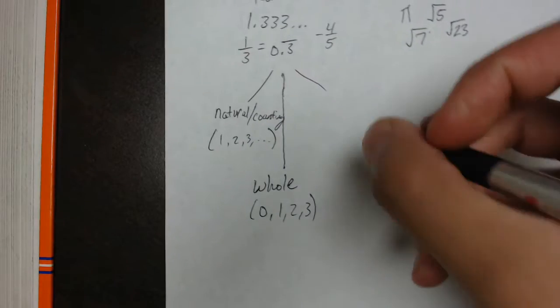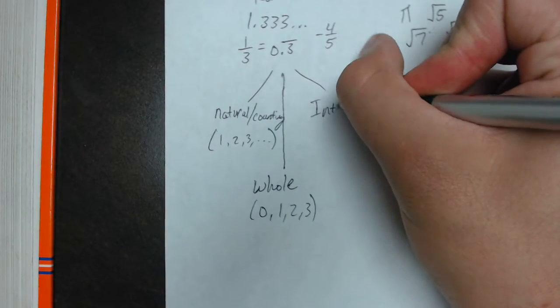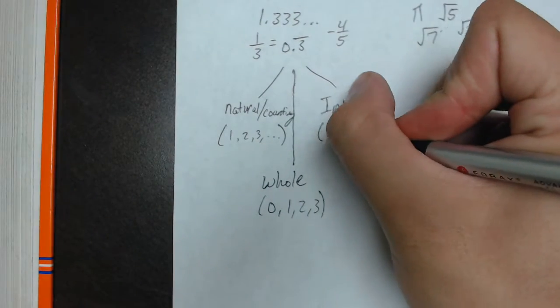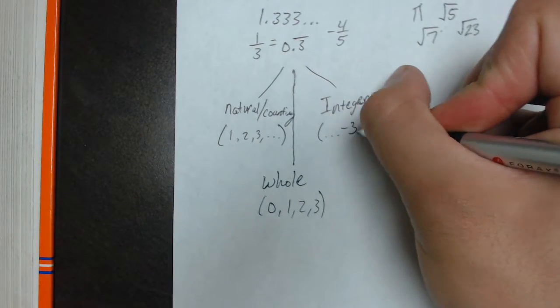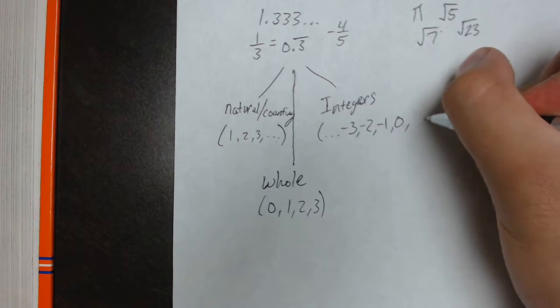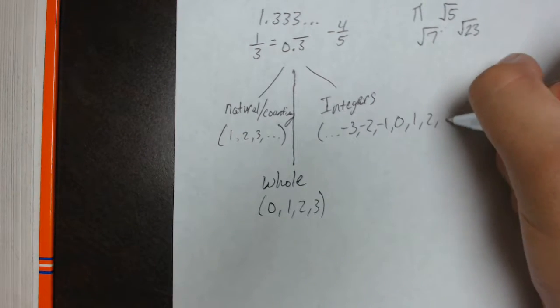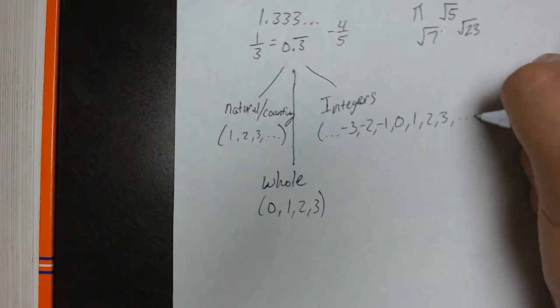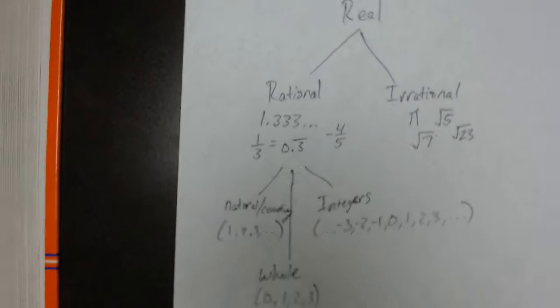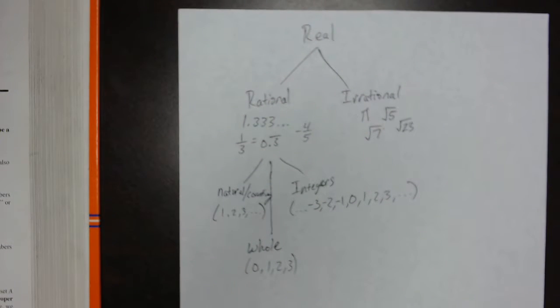And then the last one is integers. Integers is all negative numbers, all positive numbers, and 0. And those are all of our real numbers. Those are the numbers that we're dealing with here. Now we have to learn how to put those into groups.